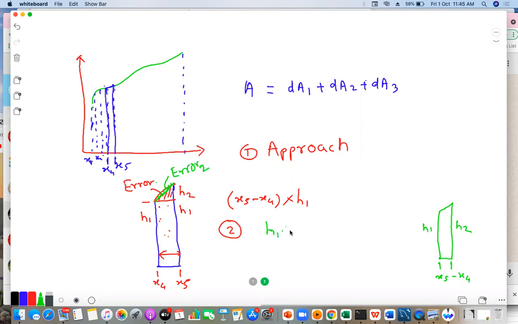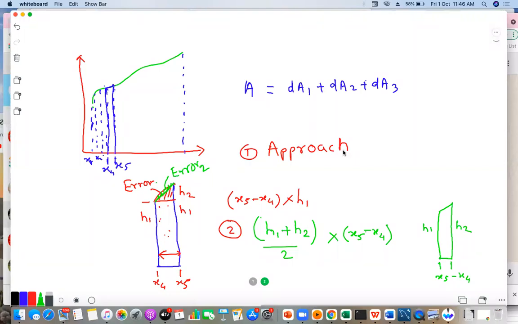Trapezoid area is like H1 plus H2 divided by 2, into this width. Width is x5 minus x4. Now the error is a little bit reduced. Okay. Now in the third approach, what can we do?